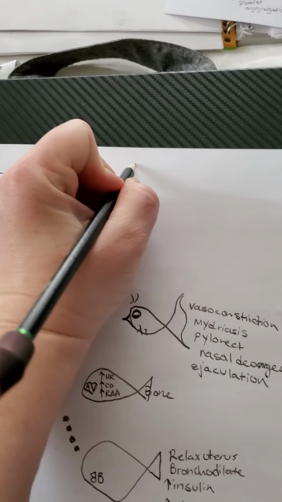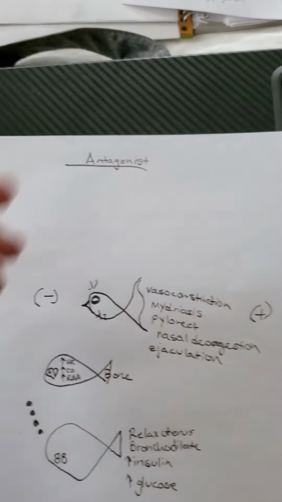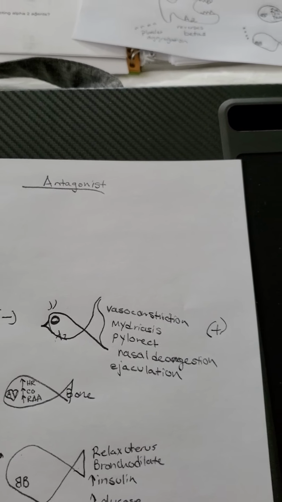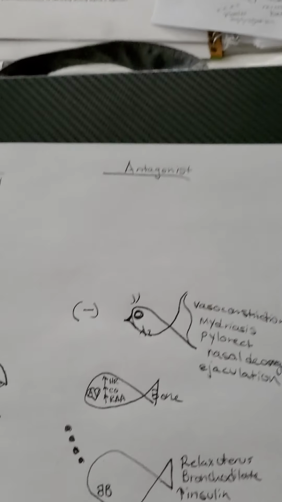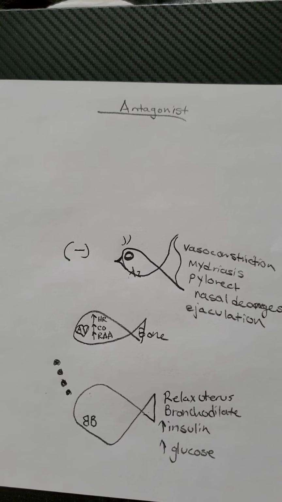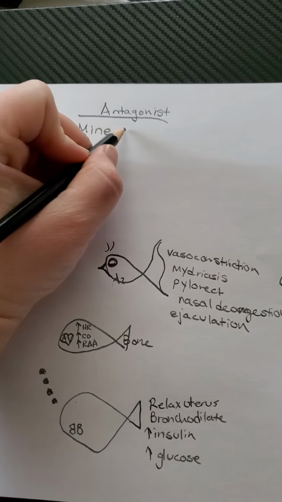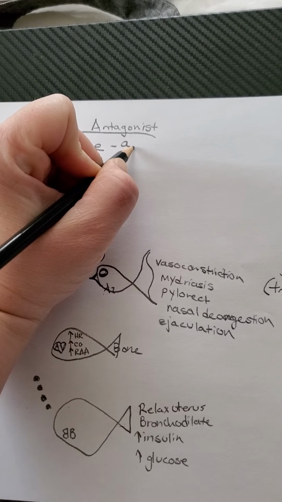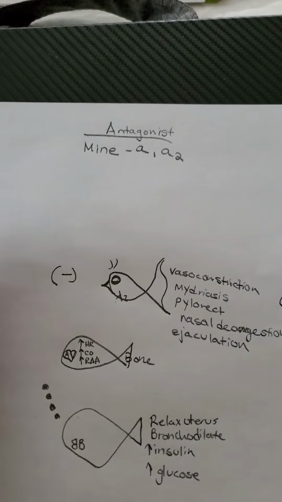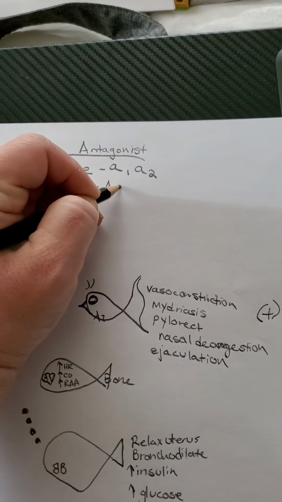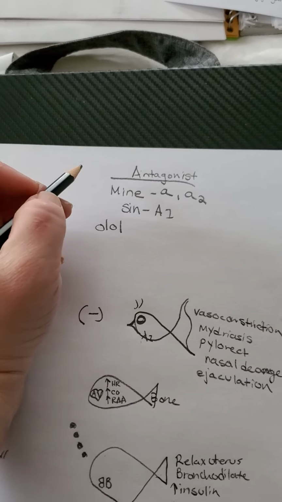To remember the antagonist, it's also from a page. This is from page 160. So the antagonist, I start at the top. Everything that ends with mine is A1 and A2. All of the A's are mine. Anything that's a sin is A1. Anything that ends with OL is also an antagonist.